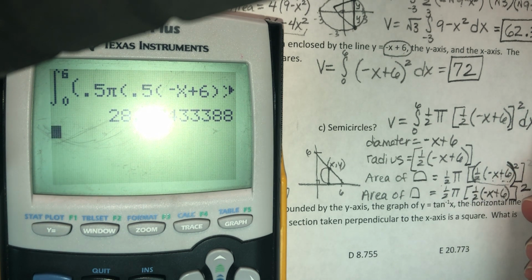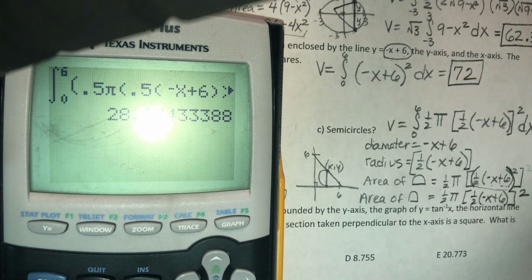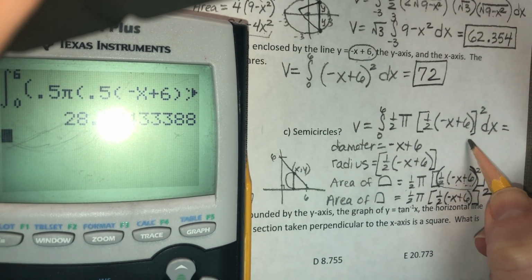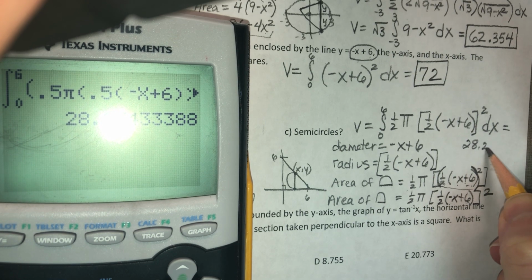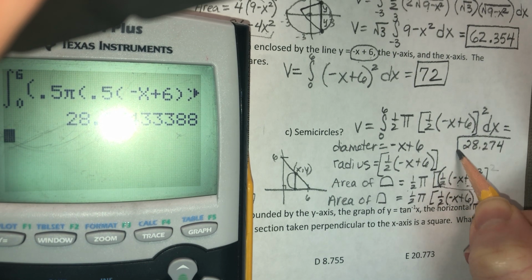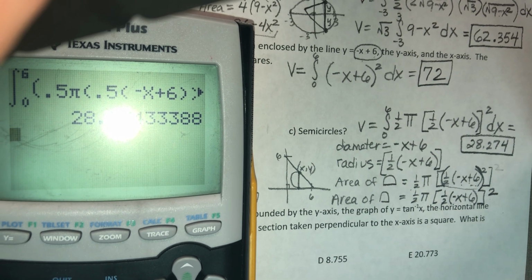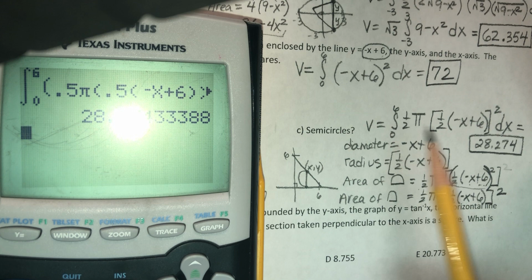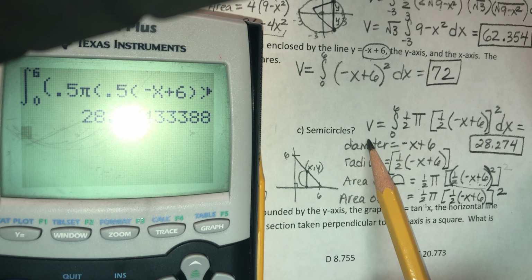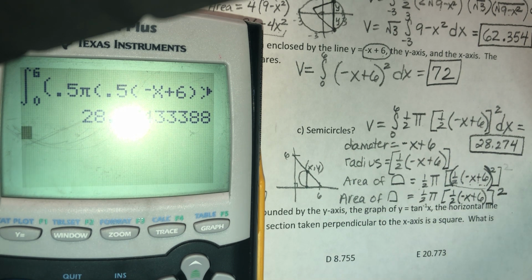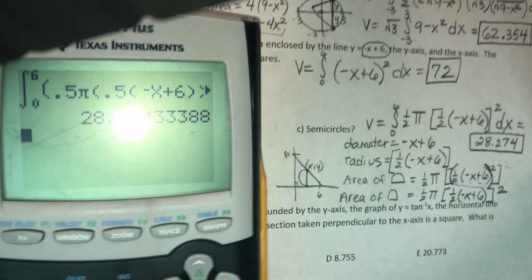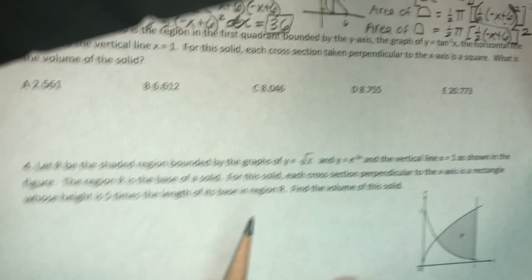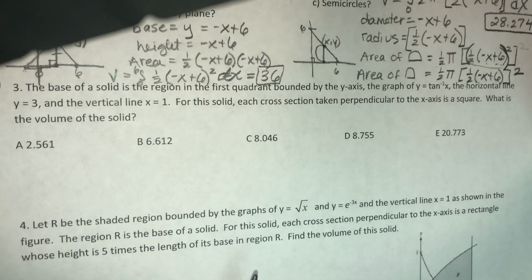Yay! So this should equal 28.274. If this was a no calculator problem, like I said, you would pull out your constants in front of your integral and then multiply them back at the end, so it would be in terms of pi. You wouldn't get your decimal answer. It would be an exact answer. All right, moving along. Problem 3.